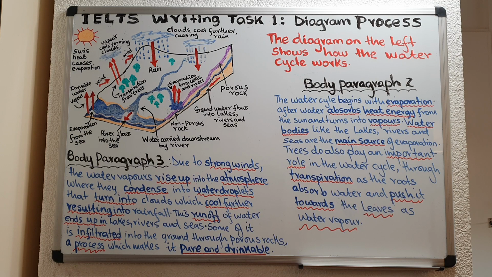And then vapor cools, forming clouds. I would put that as number 3. And then clouds cool further, causing rain. I would put number 4 there. Okay, and then you have groundwater flows into lakes and rivers. Okay, I would put that as my 5th step. And then water carried downstream by river. Okay, and river flows into the sea, I would put as my last step.